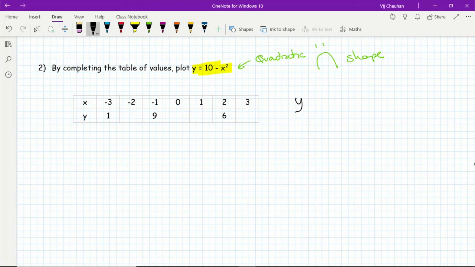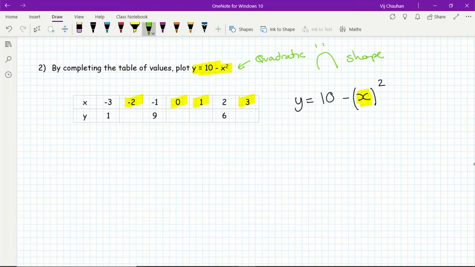So again, if I write down the equation, I've got 10 minus x, and I'm going to put that in brackets squared. Now all I'm going to do is swap this x in my equation with these values here, and in particular I don't have to do all of them because some of them are done for me. The only ones I need to do are for minus 2, 0, 1 and 3. So let's have a look at doing this.